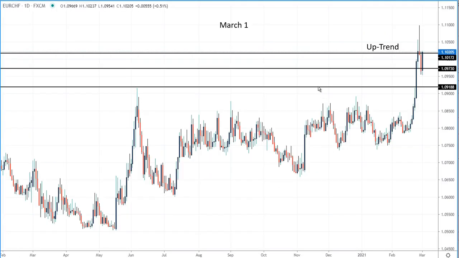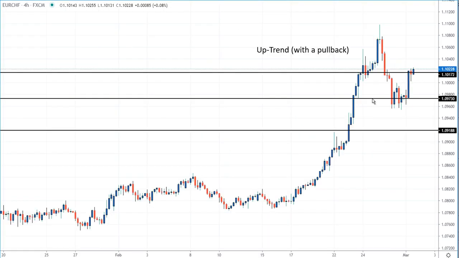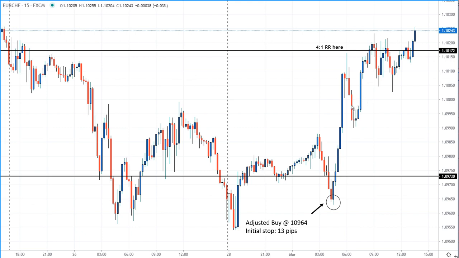They're like gigantic. Euro Swissy daily chart uptrend, 4-hour chart uptrend with a pullback. On the 15-minute chart, again, we had to adjust this entry a little bit. This is where the buy was, right here, and away it went. And when it got up to the opposing level, it's a 4-to-1 reward to risk on that trade. Okay. What do we got next here?